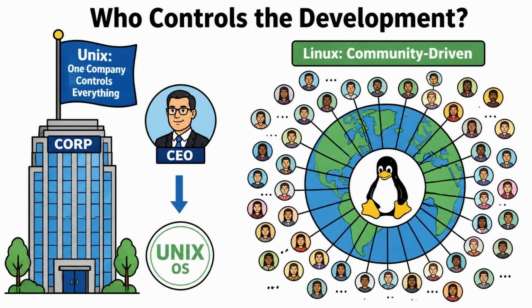With Unix, a single company owns and controls everything. If Oracle owns your Unix, Oracle decides what gets updated, when it gets patched, and what features get added. You're dependent on them. With Linux, no single person or company owns it. The Linux Foundation oversees it, but development is driven by a massive global community. This means Linux evolves faster, gets patched quicker when vulnerabilities are found, and adapts to new hardware much sooner. The community is Linux's superpower.